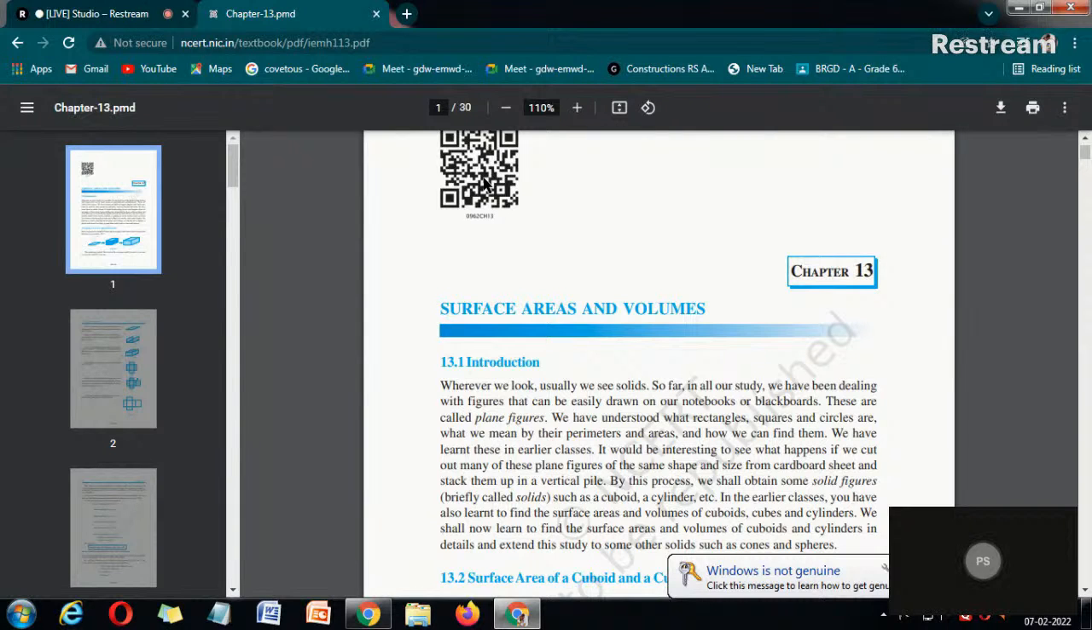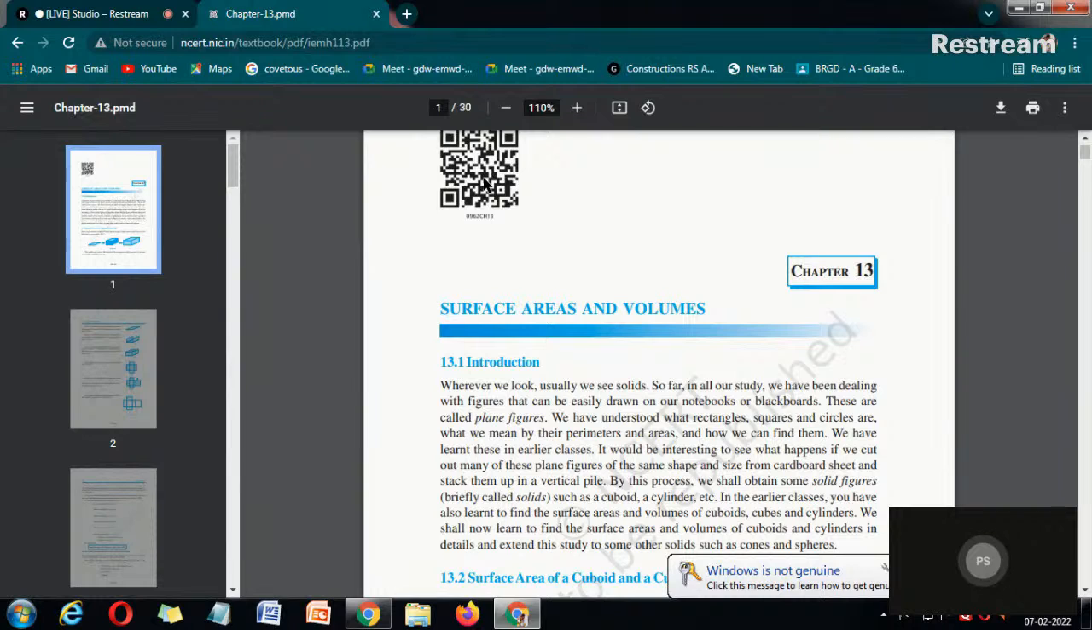such as cones and spheres. So what are they saying here? Generally, guys, wherever you look, I have a sphere over here, which is a globe. I have a cuboid over here. Fine. So everything around us, we see many things which are solid figures.